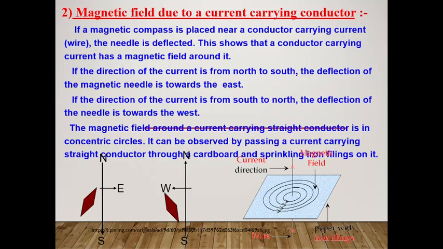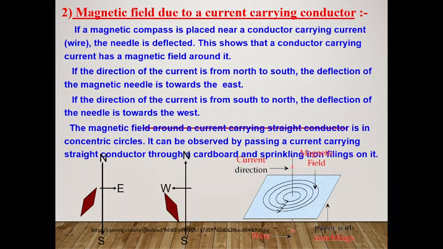Magnetic field due to a current carrying conductor. Let's talk about this. If a magnetic compass is placed near a conductor carrying current, or wire, the needle is deflected. This shows that a conductor carrying current has a magnetic field around it. If the direction of the current is from north to south, the deflection of the magnetic needle is toward the east. If the direction of current is from south to north, the deflection of the needle is towards the west.